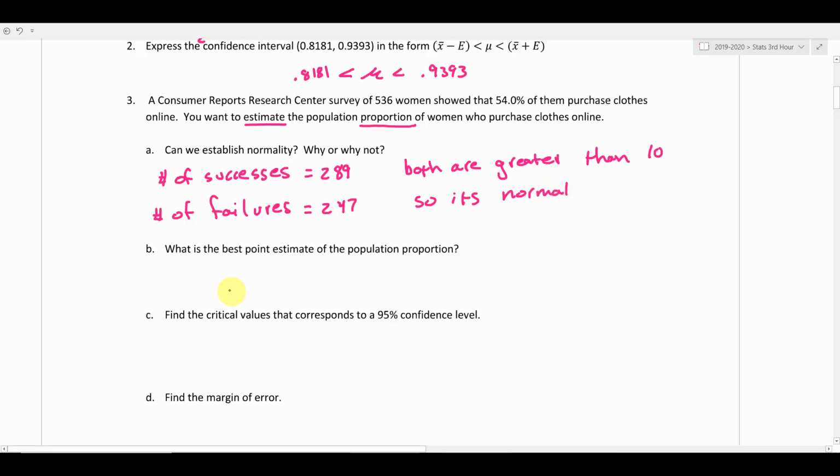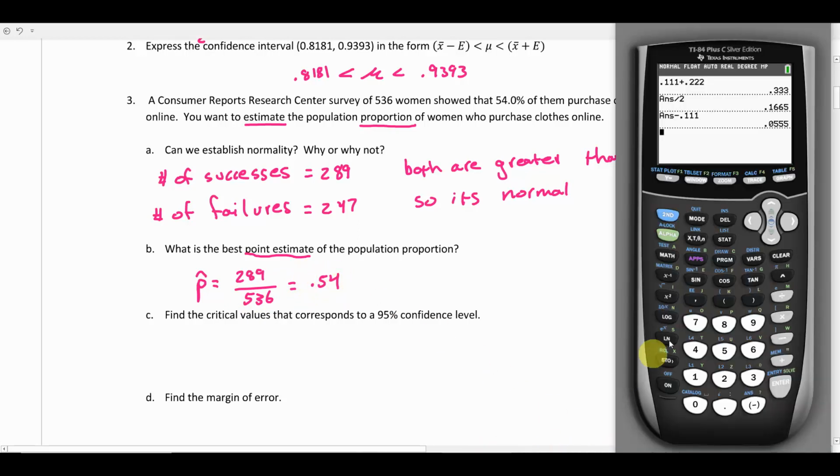All right. Then it wants to know what is the best point estimate. So remember, our point estimate comes from our sample data. So we sampled 536 women, and we know that 289 of them shopped online. So our point estimate, which has a notation of p hat, okay, so you put a little p with a hat on it, is going to be 289 out of 536. This is our actual point estimate, and you might want to go ahead and get a decimal for that, which should be 0.54. Let me double check that real quick. 289 divided by the 536. Make sure I didn't mess up a decimal there. Yeah, pretty close, 0.54 there.